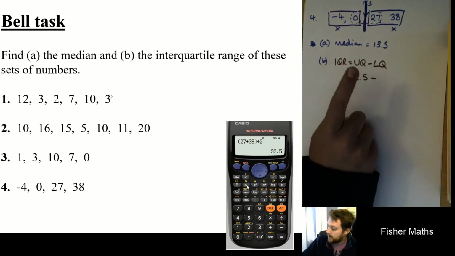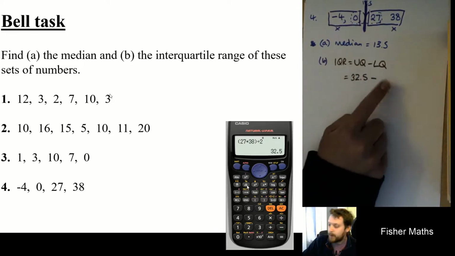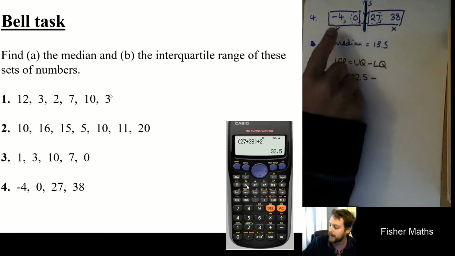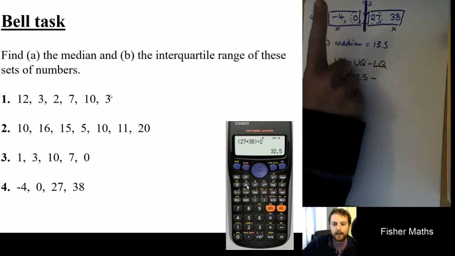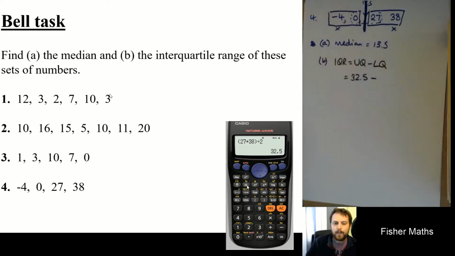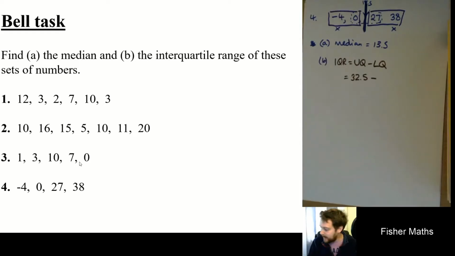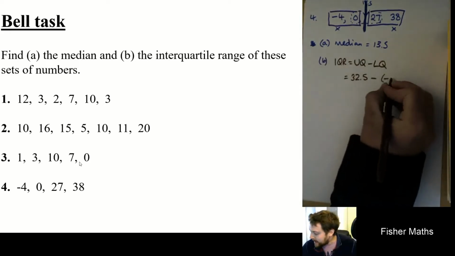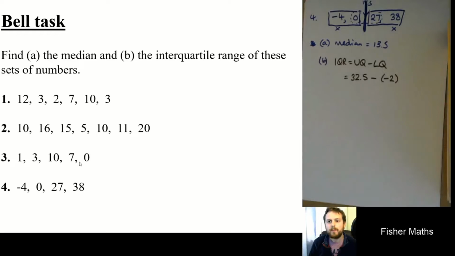Right, so the upper quartile is 32.5, but what about the lower quartile? In this question, the lower quartile is the median of these two numbers, so halfway between -4 and 0. I could obviously use a calculator for that, but I can also just work that one out quite easily. That's -2. So the lower quartile is actually -2.